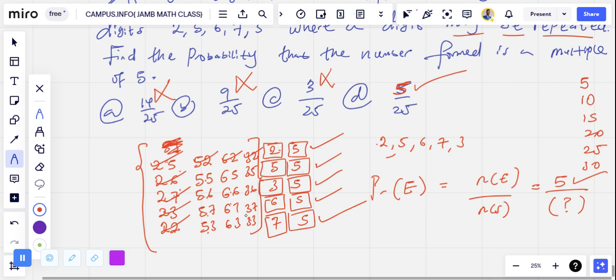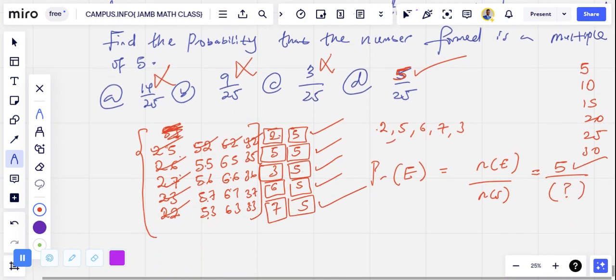That's 25 over 20. It's meant to be 25. What are the other things? Is there another one left? Do we omit anything? Yes, we omitted 7. Can you see that?